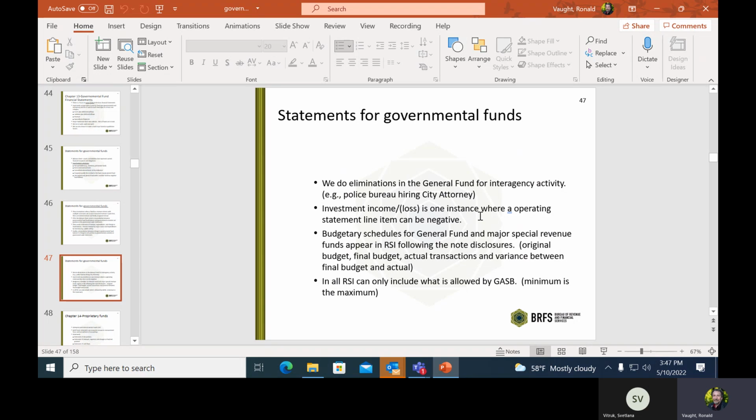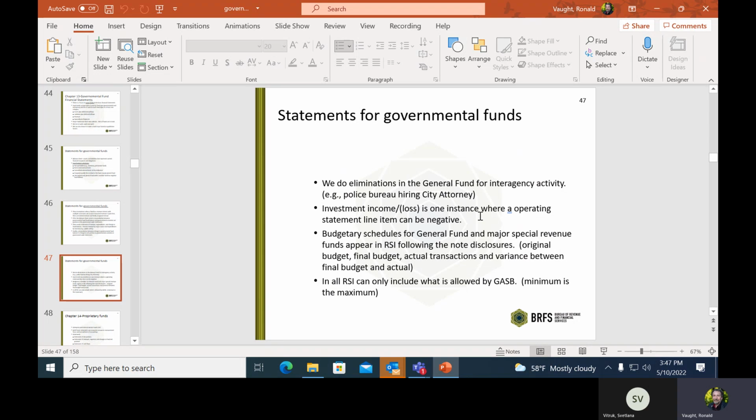The budgetary schedules for general fund and other major special revenue funds appear in RSI, so required supplementary information following the note disclosures. For those, we're required to have the original, final, and actual, and a variance. And in all RSI, we can only include what GASB says. So it's both the minimum and the maximum.